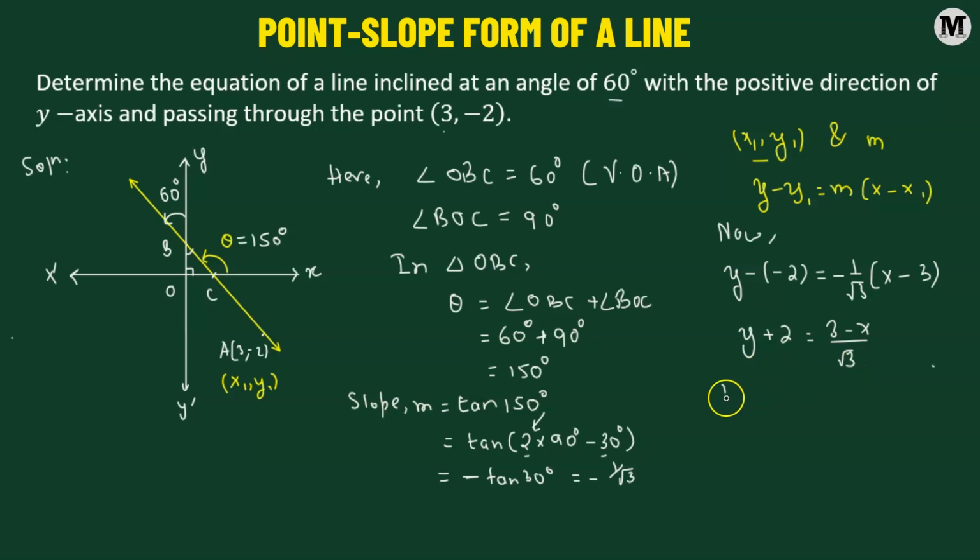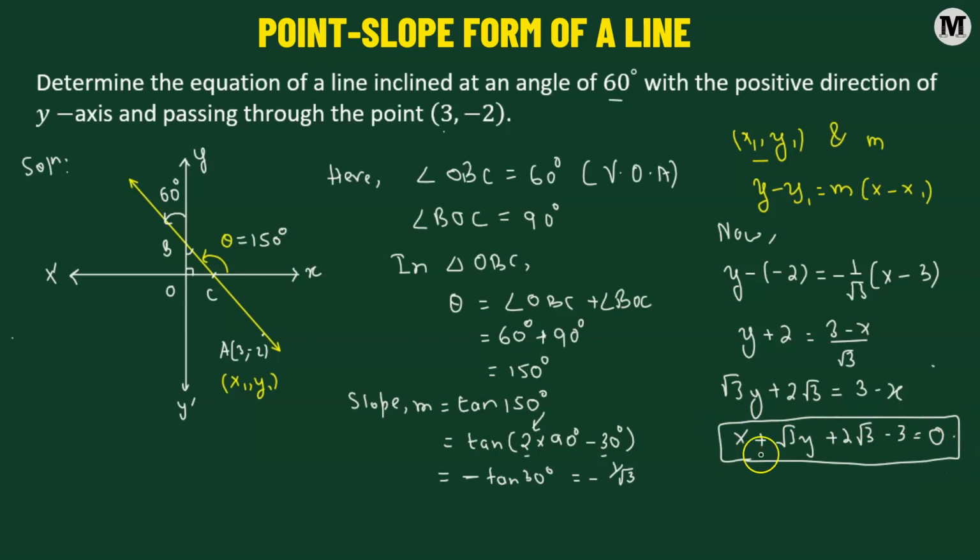Cross multiplication gives us square root of 3 times y plus 2 times square root of 3 equals 3 minus x. Rewriting the terms, we have x plus square root of 3y plus 2 times square root of 3 minus 3 equals 0. Right. So this is the required equation of the line, which is inclined at an angle of 60 degrees with the positive direction of y-axis and also passes through the point (3, -2).